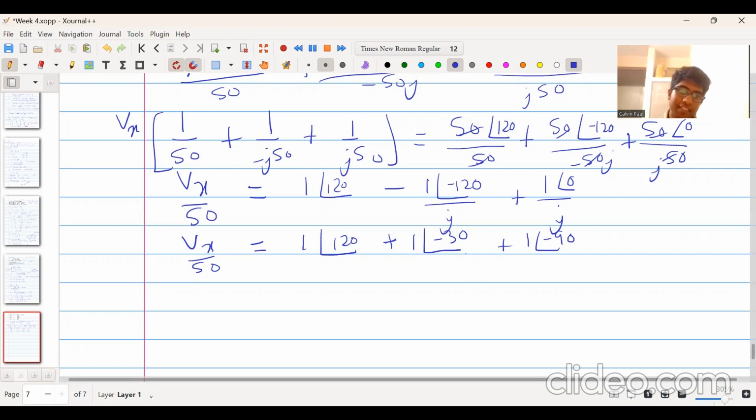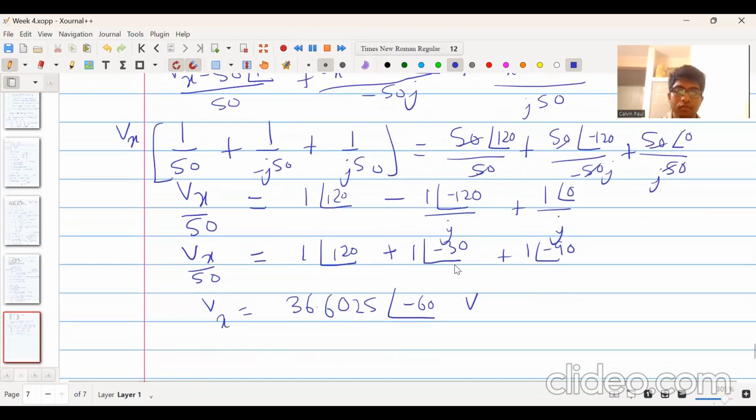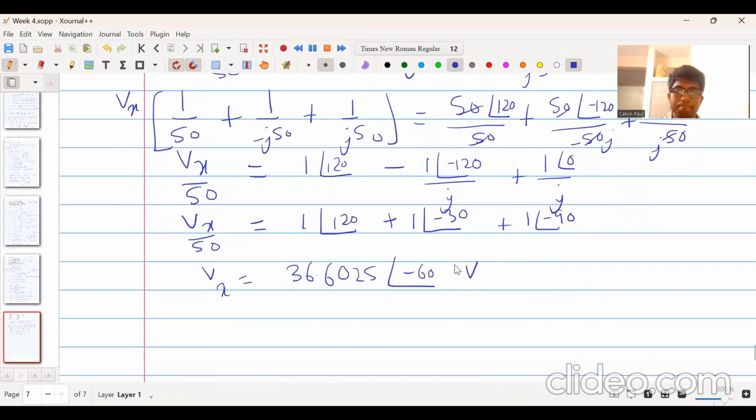So we will get Vx is equal to, it will come down to be 36.6025 at an angle of minus 60 volt. Okay, this is Vx. Any doubts still here? No, sir.